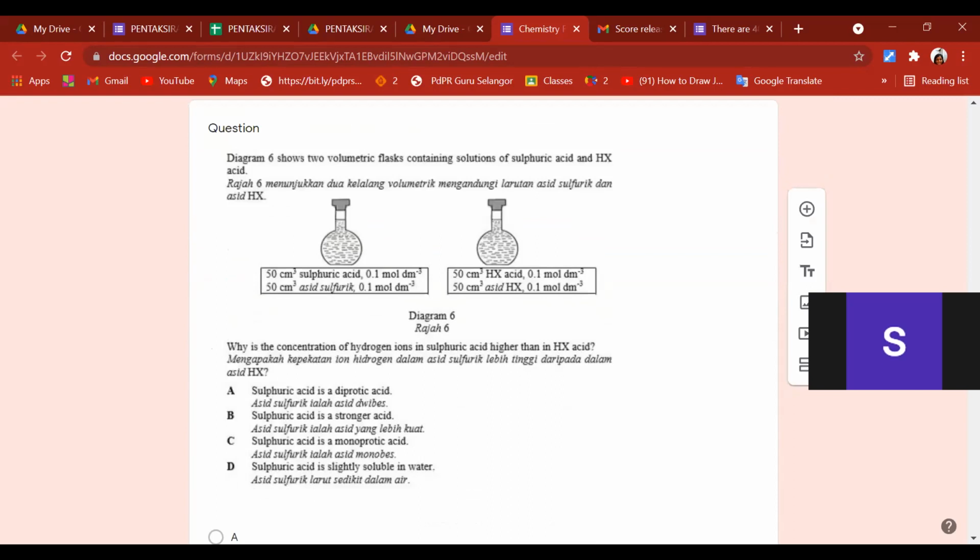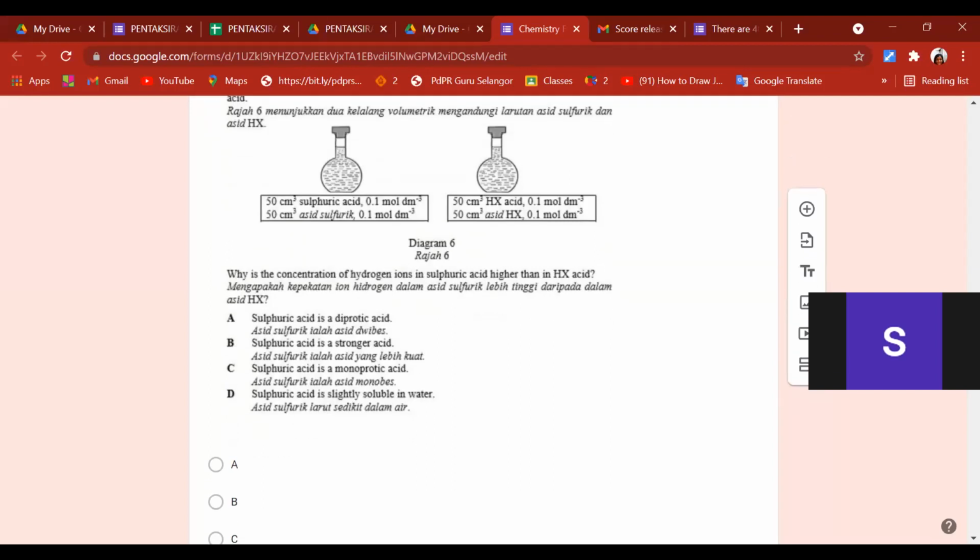I'm going to Adi. Adi, why is the concentration of hydrogen ions in sulfuric acid higher? We have done this many times in my revision with you all. Why is the concentration here in sulfuric acid more than in a monoprotic acid? Why? Adi. My answer is B. B, is it? Okay, the answer is wrong. He says stronger acid, which is not the correct answer. Okay, can I have Afiq help him? Afiq, what's the correct answer?